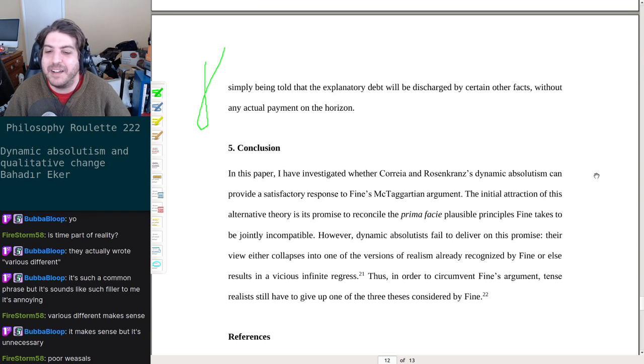Conclusion. In this paper, I have investigated whether Correa and Rosenkranz's dynamic absolutism can provide a satisfactory response to Feynman's McTaggartian argument. The initial attraction of this alternative theory is its promise to reconcile the prima facie plausible principles Feynman takes to be jointly incompatible. However, dynamic absolutists fail to deliver on this promise. Their view either collapses into one of the versions of realism already recognized by Feynman, or else results in a vicious infinite regress. Thus, in order to circumvent Feynman's argument, tense realists will still have to give up on one of the three theses considered by Feynman.